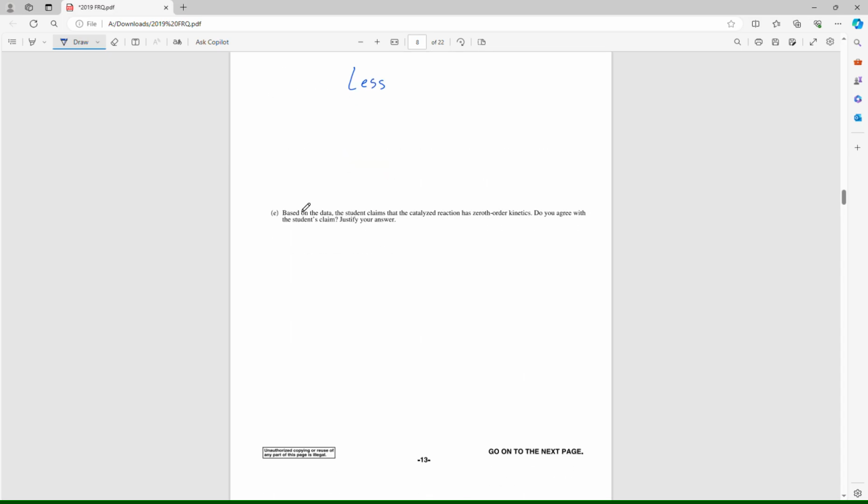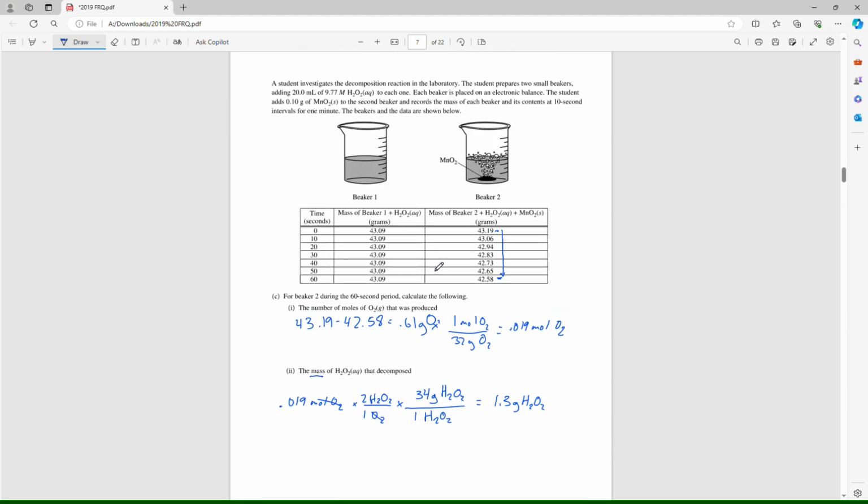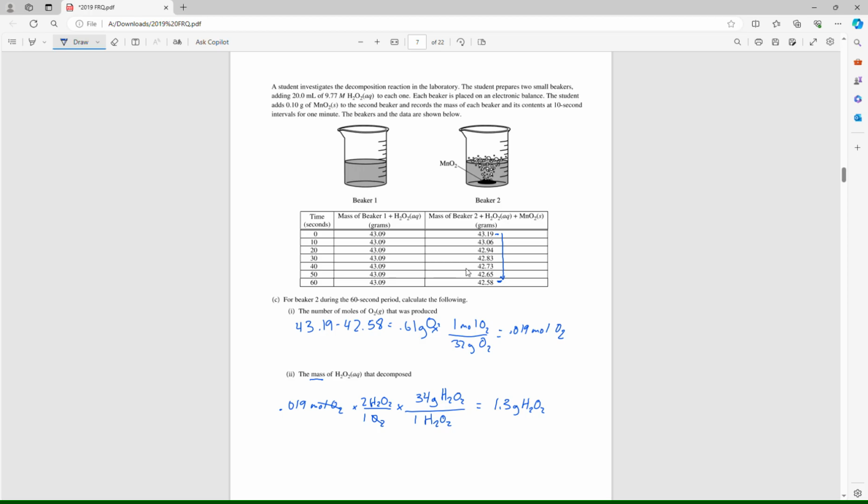All right, E. Based on the data, the student claims that the catalyzed reaction has 0th order kinetics. Do you agree with the student's claim? So the integrated rate law for 0th order kinetics is just linear when taken against concentration, and only concentration, not the natural log of concentration, and not the inverse of concentration.